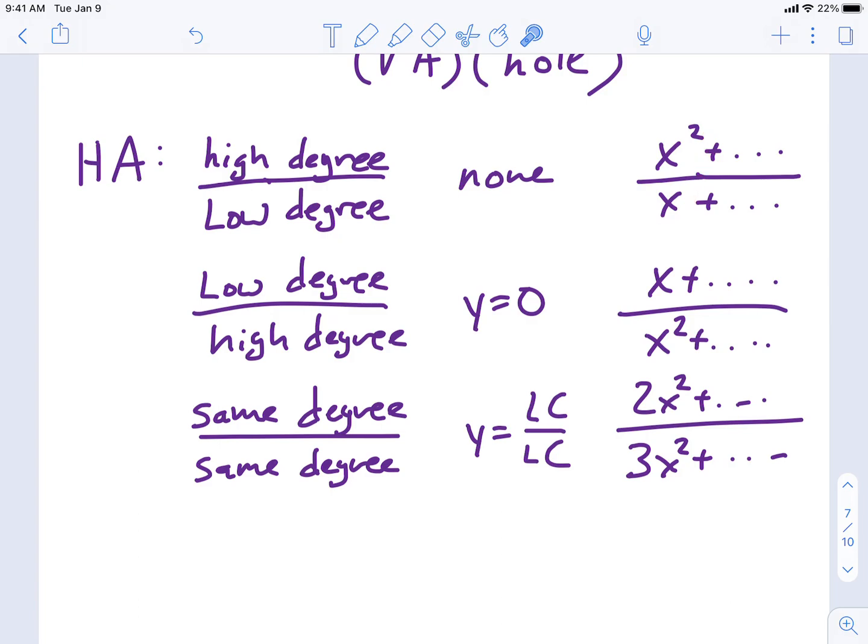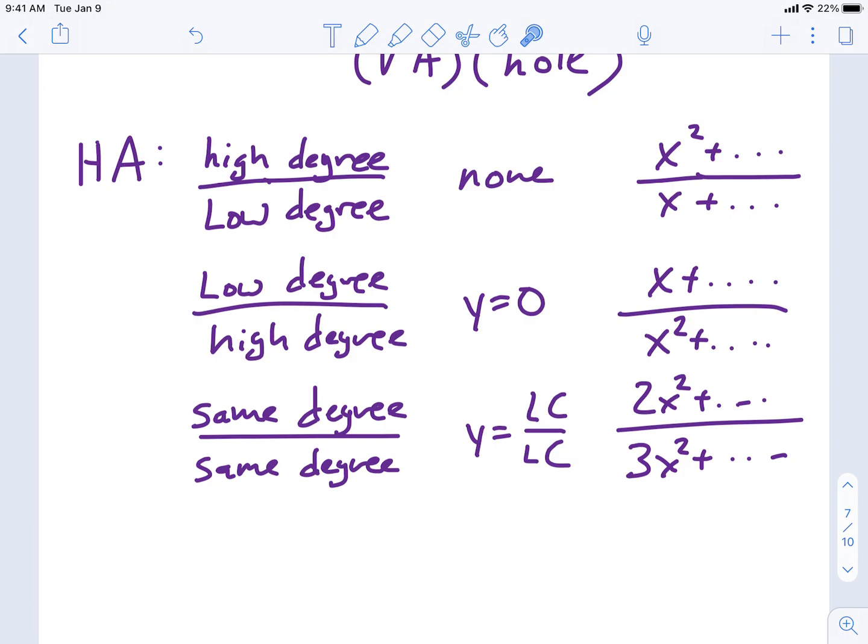Then if it's the opposite, if it's the lower degree on top and the higher degree on the bottom, it's always going to be y equals 0. And so that might look like this, where it's x plus whatever over x squared plus whatever, where the exponent on the bottom is bigger than the exponent on the top.